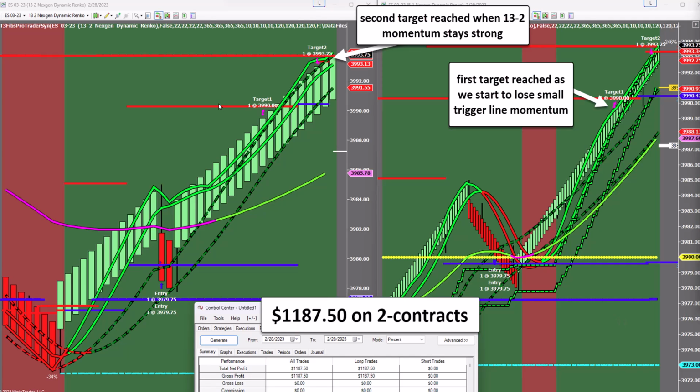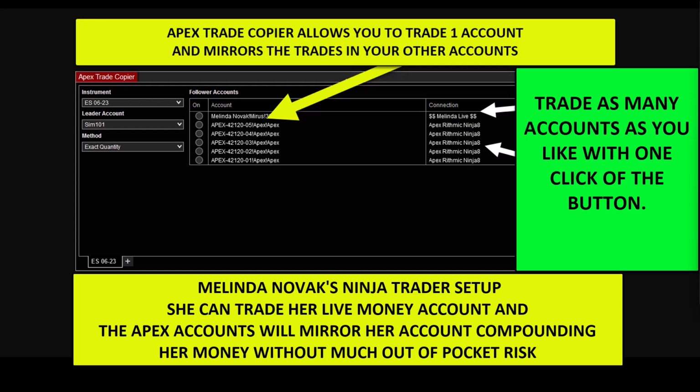And remember, we talked about Apex and some of these trader funding firms. They have trade copiers that you can buy. They're a couple hundred dollars, but what it does is allow you to trade your own live account if you want. You can trade multiple Apex accounts, or multiple trader funding firms. You could trade Apex, you could take Profit Trader. You could do 3 or 4 different firms at the same time.